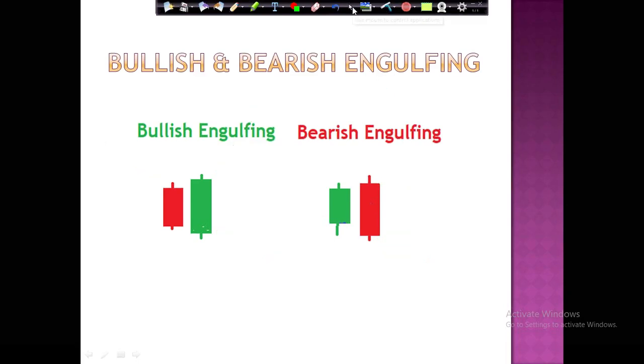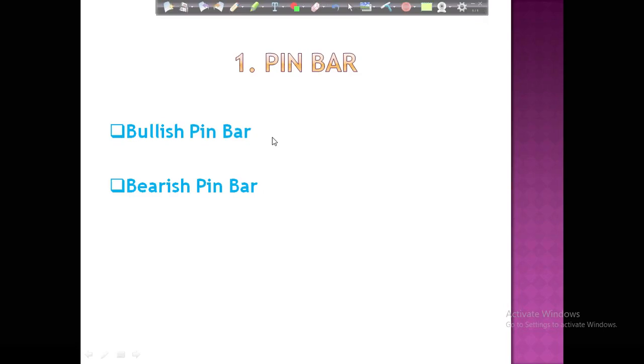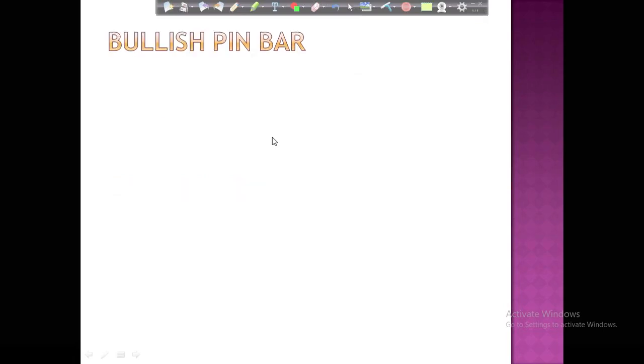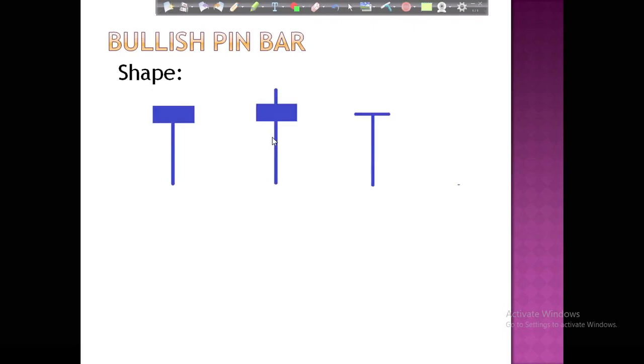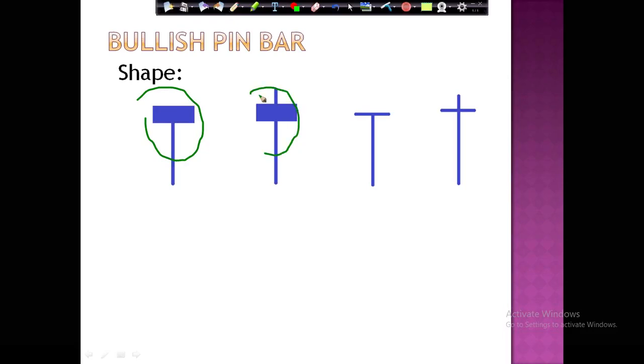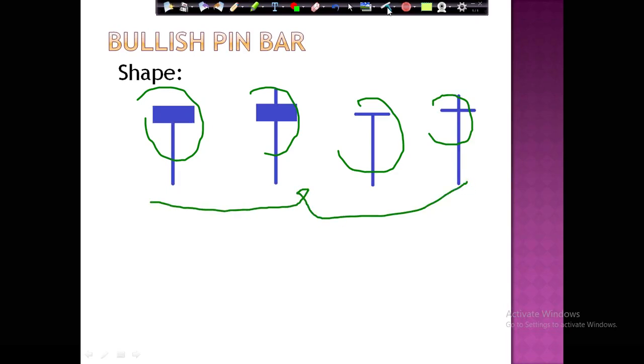Also, in my live chart, today I placed another pin bar. There are two types of pin bar: one is bullish pin bar, another bearish. Remember, all of these shapes are known as pin bar. Some people say hammer pattern, some say doji, pin bar, whatever, but we use pin bar for all of them.